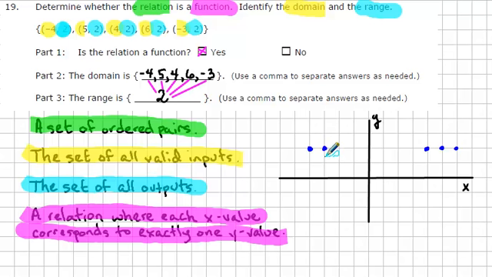So if this were not a function, then we would be able to draw a vertical line that would pass through more than one point. But in this case, if we draw a vertical line through each of our points, we see that each vertical line just goes through one point. So that tells us indeed that this relation is a function. The graph of the relation passes the vertical line test.